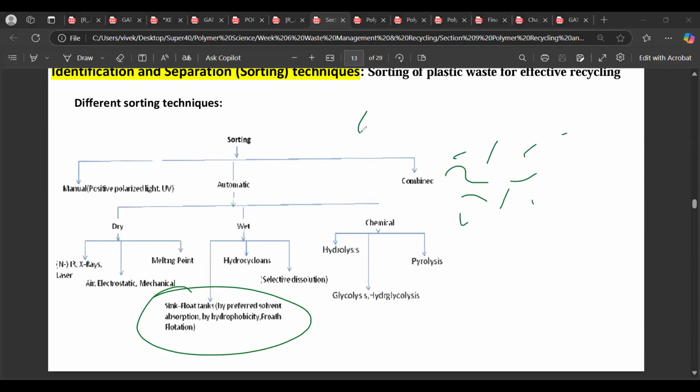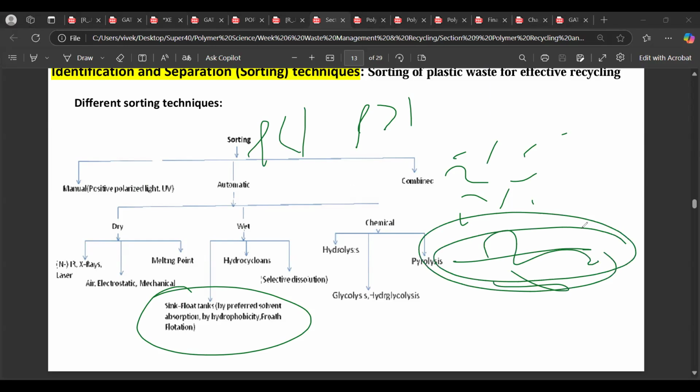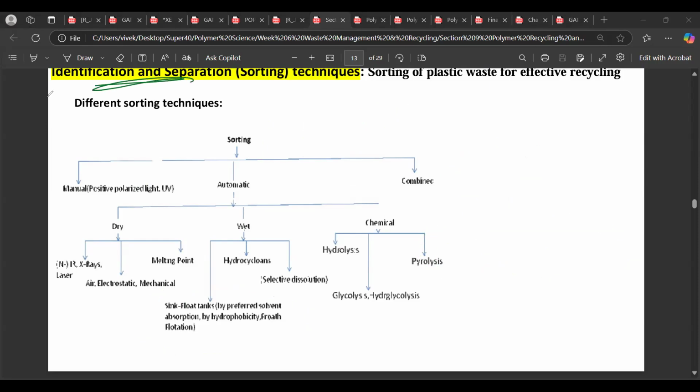So density greater than one will sink in the water, density less than one will float in the water, and then you simply screen out, filter out, all this floating material, right? So that's how we also sort and separate the mixture, okay.